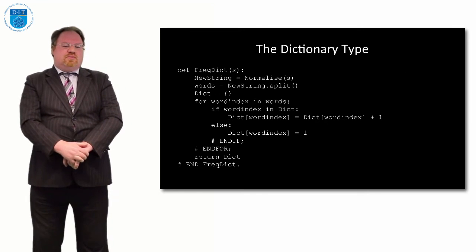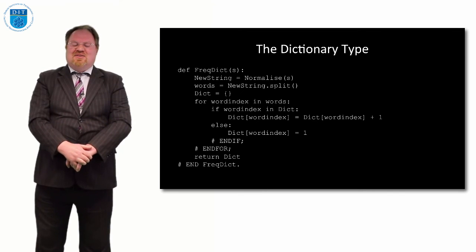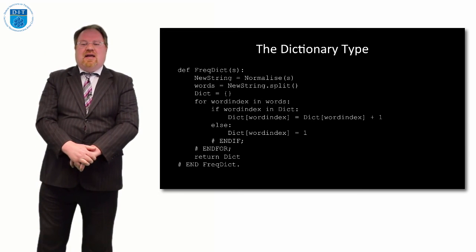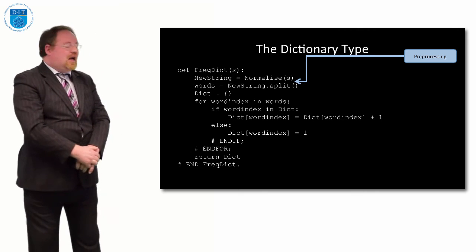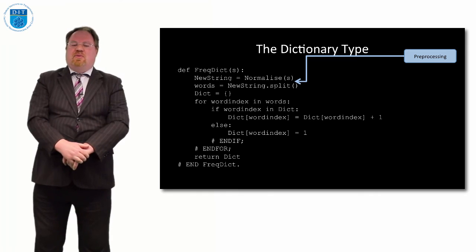So here we go. Our program is called freq_dic, so the frequency using a dictionary. And the first thing we do is a little pre-processing. So let's add in a picture here. The first thing is a bit of pre-processing, and our pre-processing has 2 bits to it. The first thing we do is normalize the string. So we remember what that does.